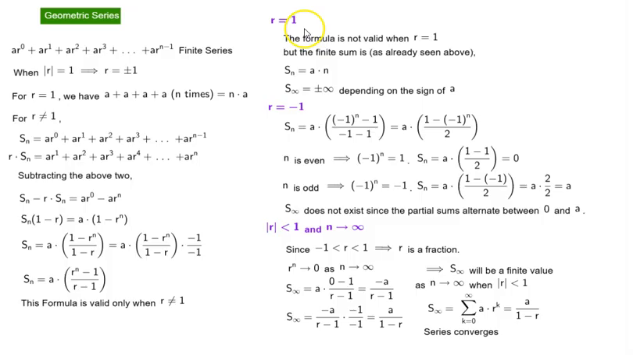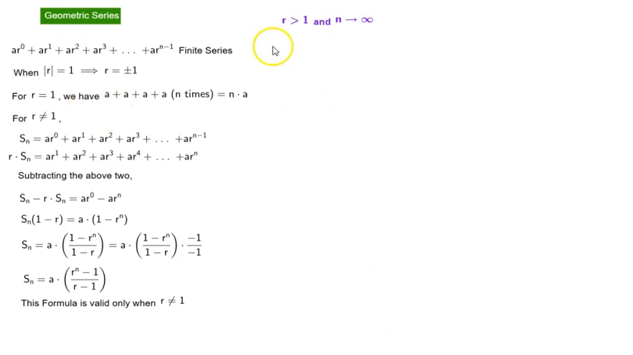We have seen when it is equal to 1. We have seen when it is equal to -1. We have seen when it is between -1 and 1. So now we have to look at two other cases. That is when r is greater than 1 and when r is less than -1. So when r is greater than 1 and n goes to infinity, what happens? S sub infinity is equal to plus or minus infinity depending on the sign of a.